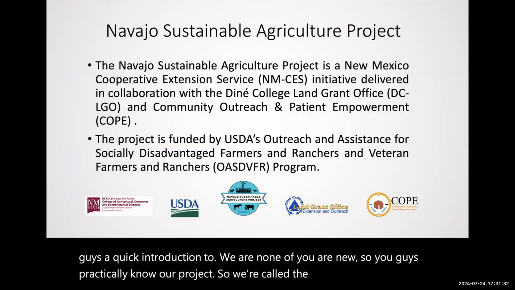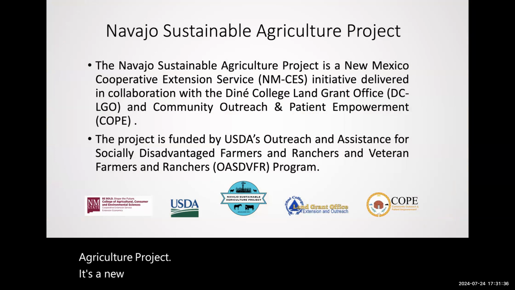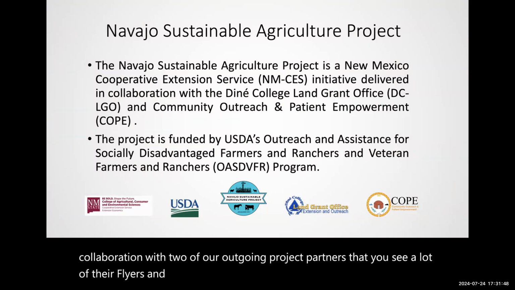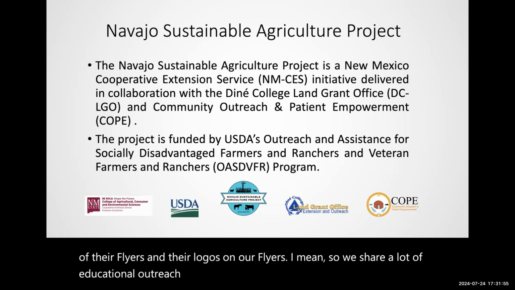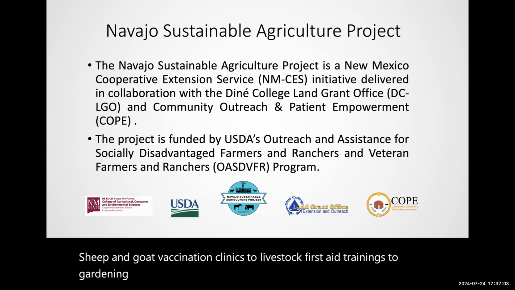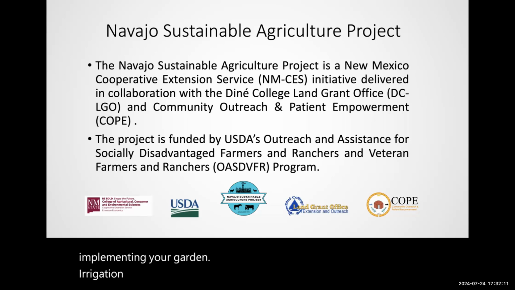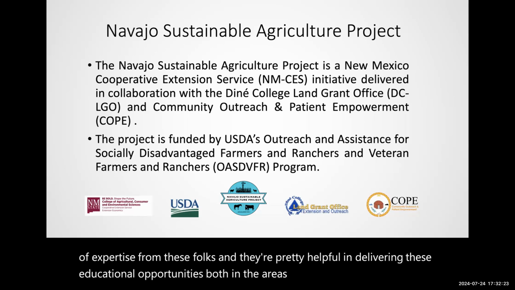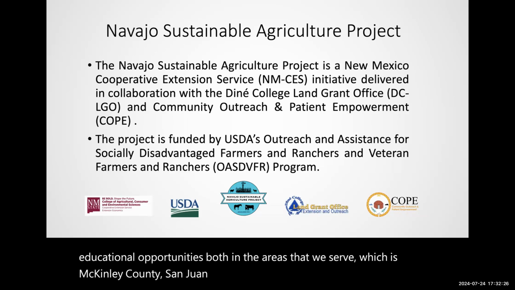We're called the Navajo Sustainable Agriculture Project. It's a New Mexico Cooperative Extension Service initiative to deliver in collaboration with two of our outgoing project partners, you see a lot of their flyers and their logos on our flyers. So we share a lot of educational outreach, from sheep and goat vaccination clinics to livestock first aid trainings to gardening, with what type of water storage capacity you can start implementing in your garden, irrigation systems for backyard gardening, and so forth. We use a lot of expertise from these folks, and they're pretty helpful in delivering these educational opportunities in the areas that we serve, which is McKinley County, San Juan, and Cibola County.